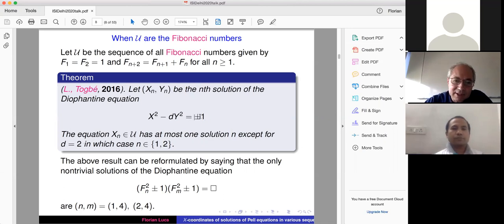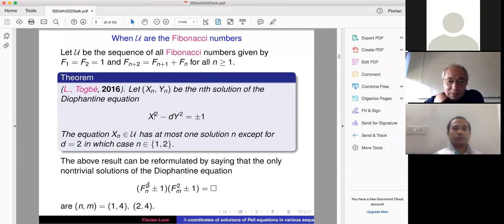Here we also allow the sign minus 1. If you allow the sign minus 1 for d equal to 2, the first solution is 1, 1, because 1 squared minus 2 times 1 squared equals minus 1. And 1 is a Fibonacci number even in two different ways. And then you have another Fibonacci number there, which is 3. 3 squared minus 2 times 2 squared equals 1. And 3 is the fourth Fibonacci number.